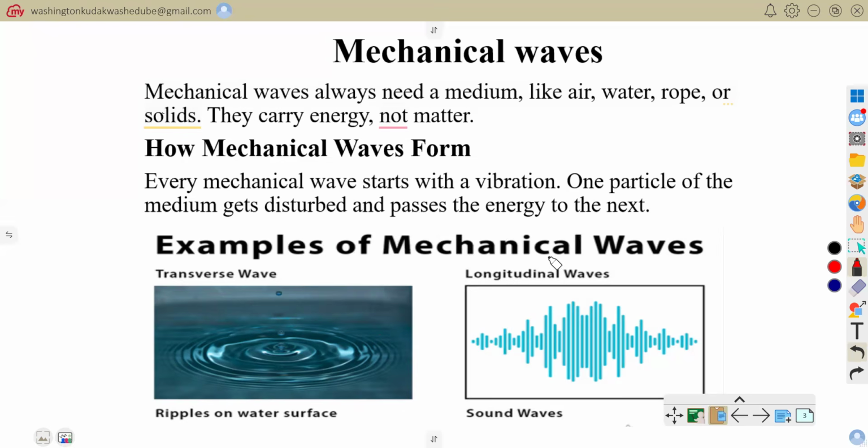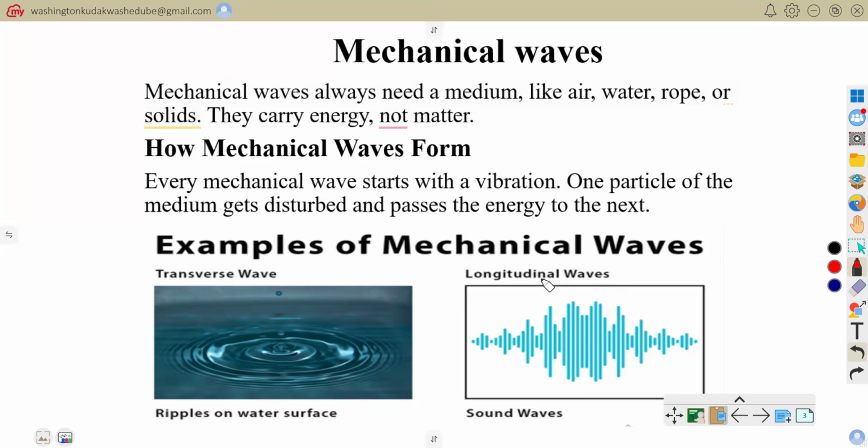If we have a series of particles, we get a continuous repeating disturbance that we refer to as a mechanical wave. So we are saying that mechanical waves start as a vibration of one particle which gets disturbed and passes the energy to the next.